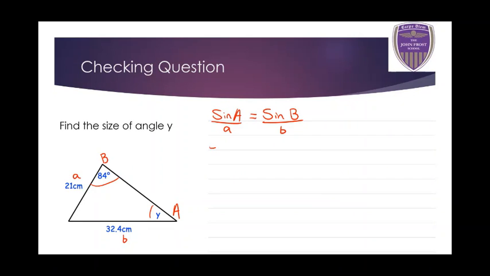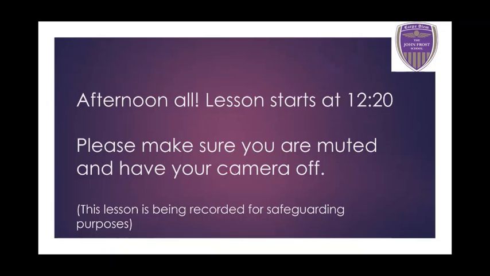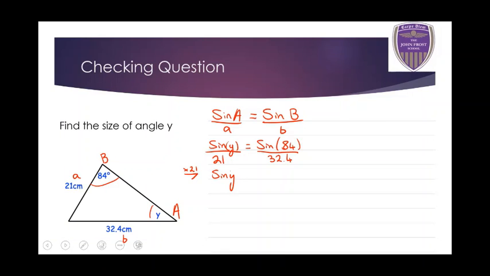Substitute the values into this formula. So sine of Y over 21 is equal to sine of 84 over 32.4. Now to get sine y on its own, I have to multiply both sides by 21. That leaves me with sine y is equal to 21 times sine 84 over 32.4.